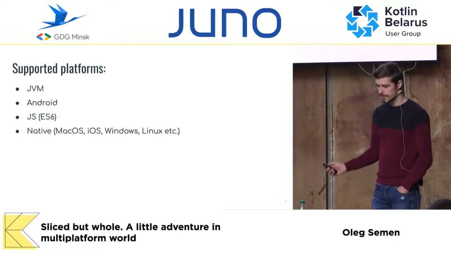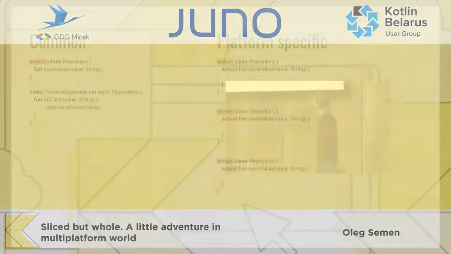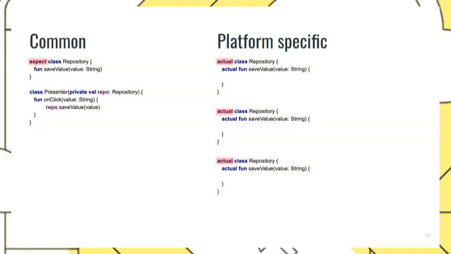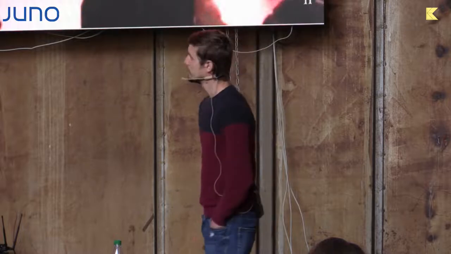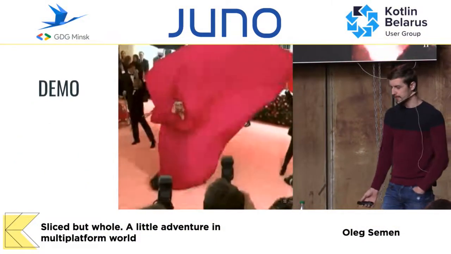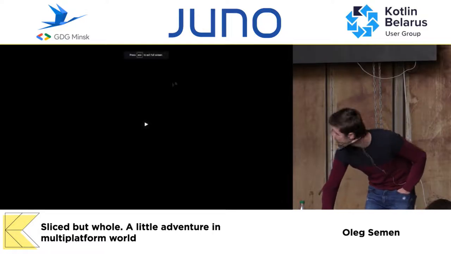Now let's move on to sharing code. Kotlin Multiplatform provides us with the expect and actual classes concept that allows us to specify a common contract in an expected class and provide implementation for each platform that differs. And before diving deeper, I would like to show you a little bit what I've got. So I have a video here.